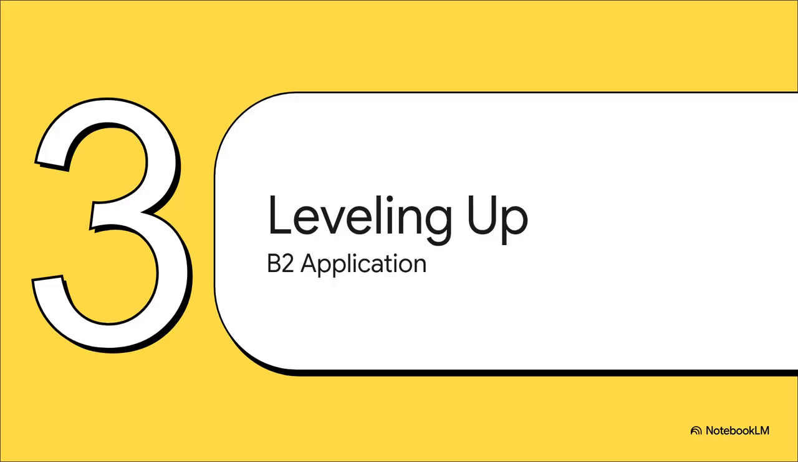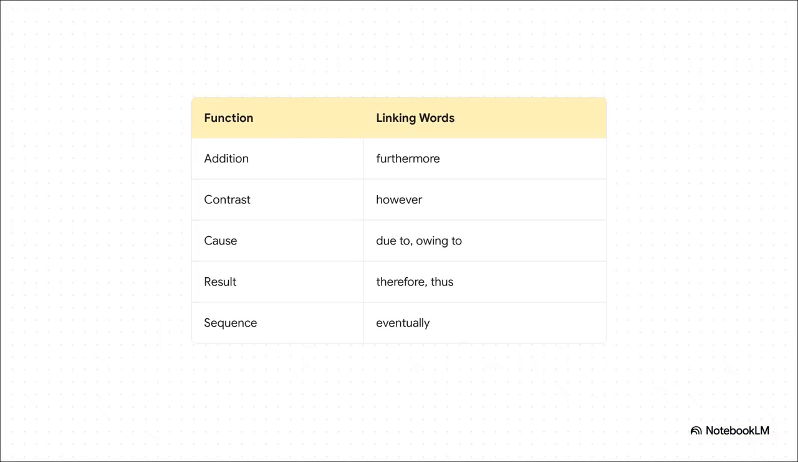Section 3, Leveling Up to B2 Application. It is officially time to upgrade our building materials to a much higher standard. If you want to hit that coveted B2 level, basic mortar just isn't going to cut it anymore. At a B2 level, which is where you really start sounding fluent, authoritative, and professional, we have to stop memorizing random lists of words. Instead, we need to start categorizing our vocabulary strictly by structural function.